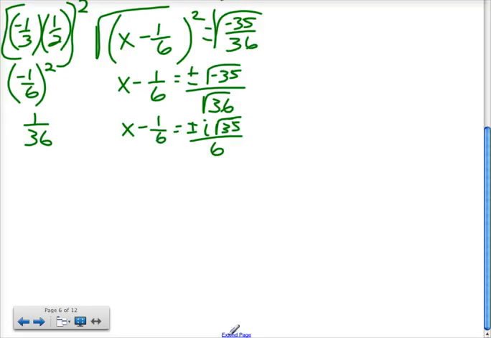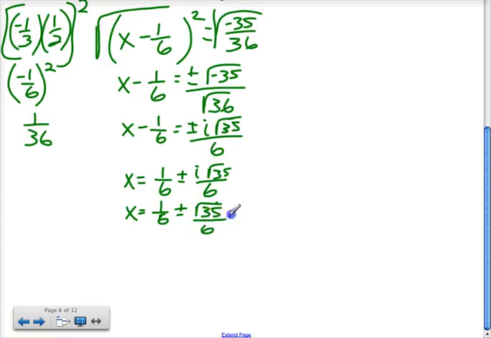And now the square root of 35 is not simplifiable, so what I'm going to do is just add 1/6 to both sides. So 1/6 plus or minus i square root of 35 over 6. And if we want to write that in standard form, that will be 1/6 plus or minus, and then we'll have square root of 35 over 6 i, like so.